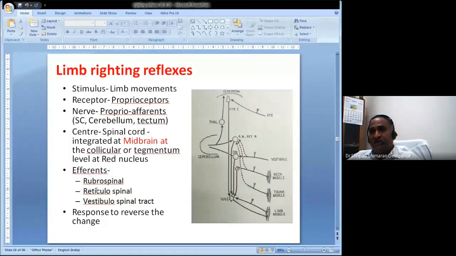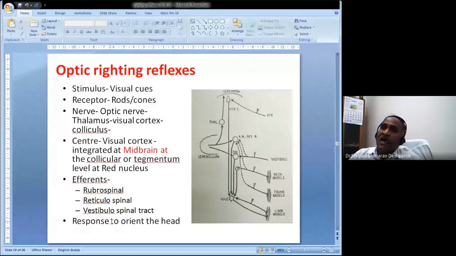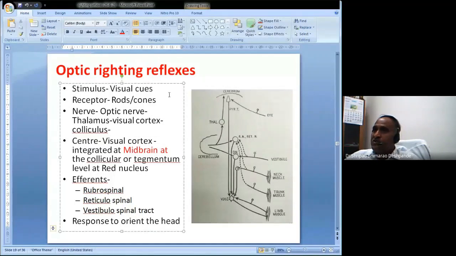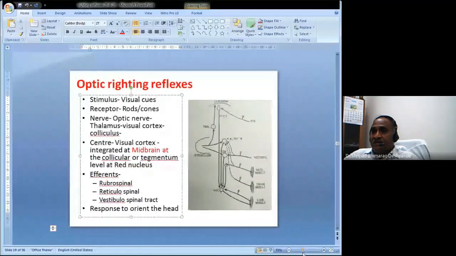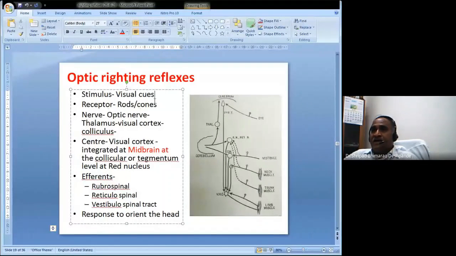So the efferents, again, the response is to change the sequence or bring about the motion. Now, coming back to the optic righting reflexes. The stimulus is the visual cues, the receptors are rods and cones, and then the optic nerve, thalamus, visual cortex, and colliculus. That is the pathway that it takes.